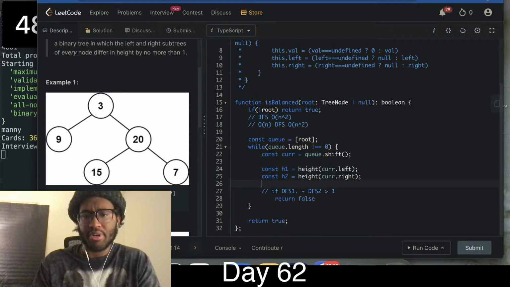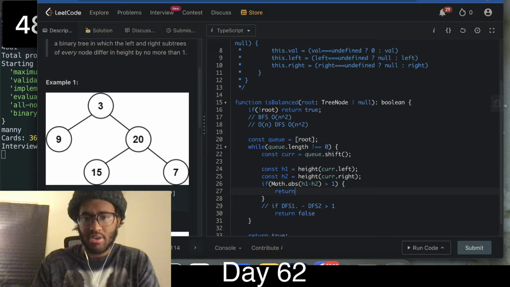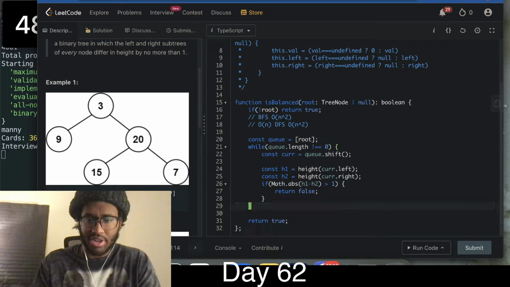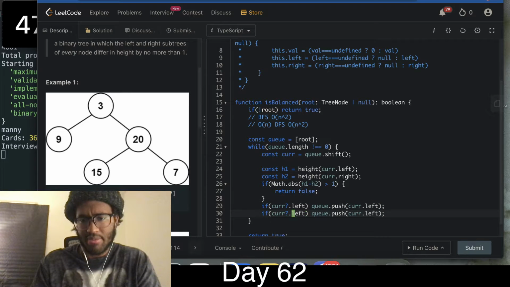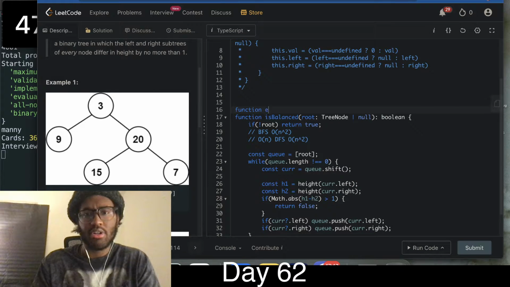And then from here, what we're going to say is if math.absolute value of h1 and h2 is greater than 1, we want to return false, just like the code down here says. And then additionally, if cur.left exists, then we're going to want to push it onto the queue to be processed next. Then we're going to do the same for cur.right. Now what remains is to implement the height function.